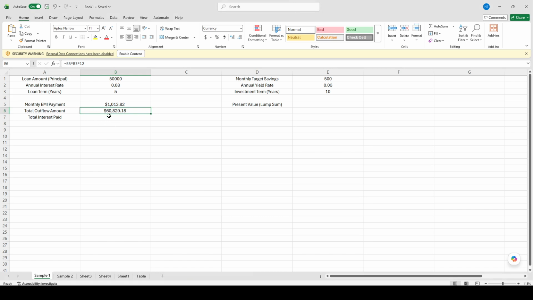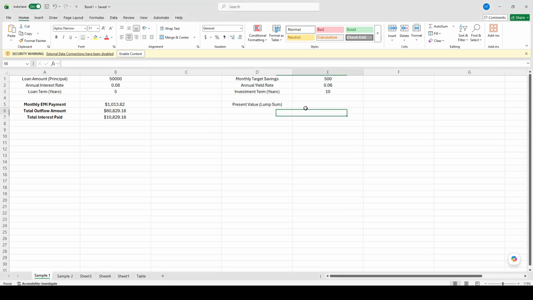Now we will isolate the total interest component. Click cell B7. This is where we will calculate how much of the total paid amount is interest, separate from the original loan amount. In cell B7, type equals B6 minus B1 and press enter. This formula subtracts the original loan principal from the total paid amount. The result gives the total interest paid over the full loan period. This is a useful number because it helps you see the additional cost of borrowing beyond the amount originally taken as a loan. After that, we will calculate the present value based on a target savings goal.